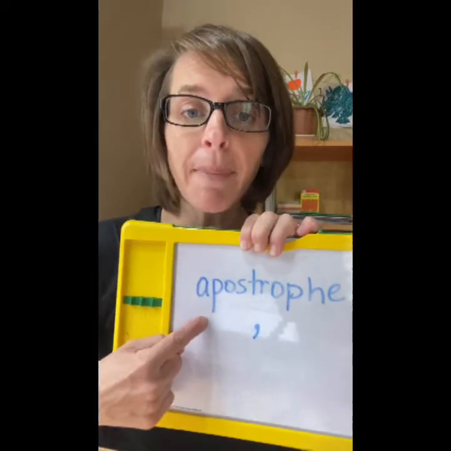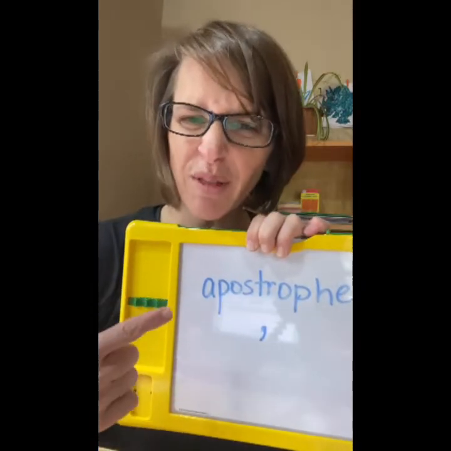And they're called contractions. A contraction is two words that we smush together to make one word. And when we take away those letters, we put in its place an apostrophe. Say that with me one more time.